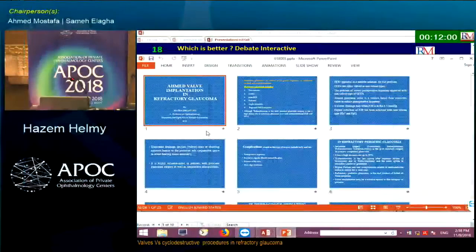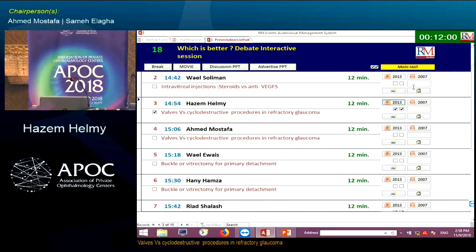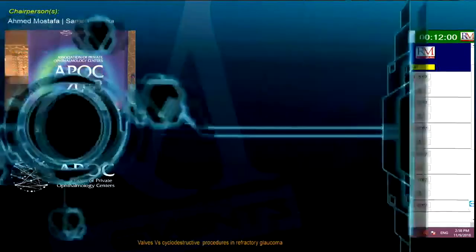Okay, the next debate is valves versus cyclodestructive procedures in refractory glaucoma. So the question is, do you prefer a valve implantation rather than cyclodestructive procedures in refractory glaucoma? If yes, then you press A. If no, if you prefer cyclodestructive procedures, then you should press B. If you have no preference, you should press C.